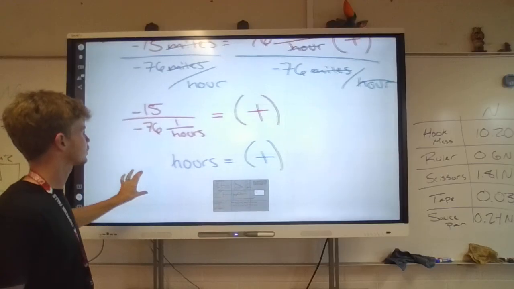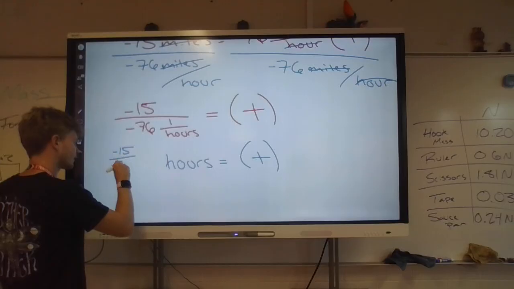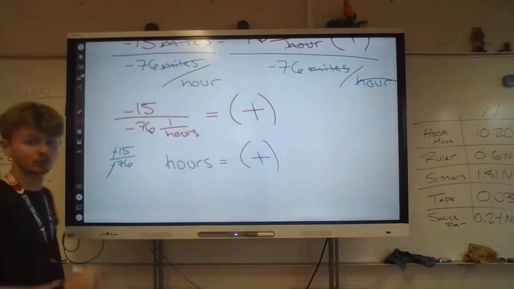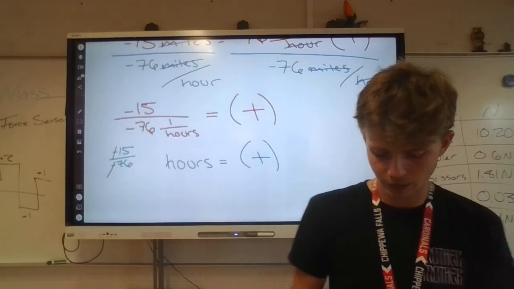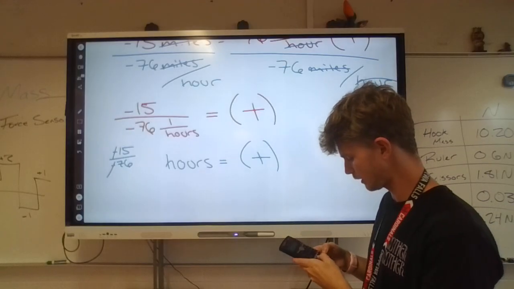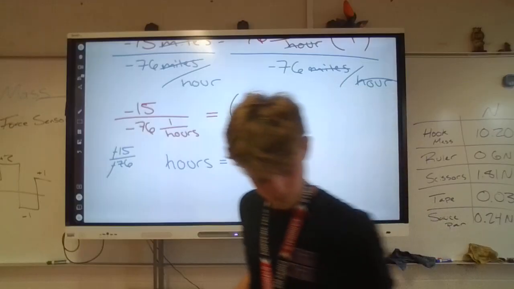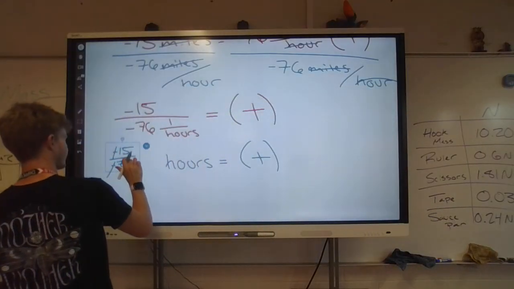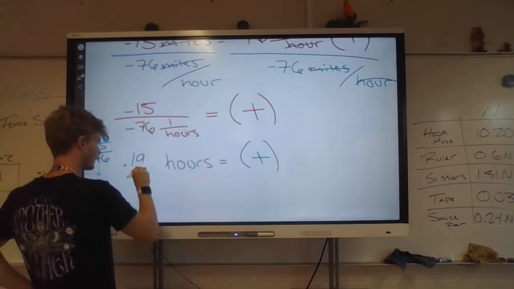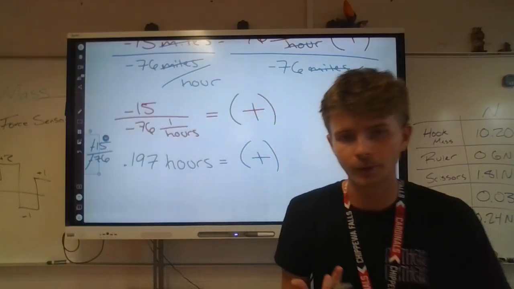Okay. So the question is, what is negative 15 divided by negative 76? Fun fact, since there's two negatives, we can cancel them out. Our final answer will be positive. So I'm going to take my calculator, which you will be allowed to have on the test. We're going to have 15 divided by 76. My final answer is 0.197 hours, okay?